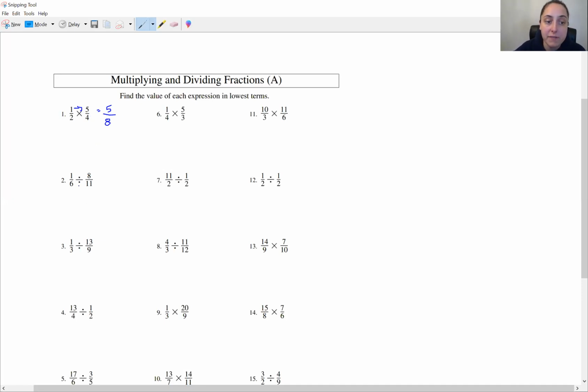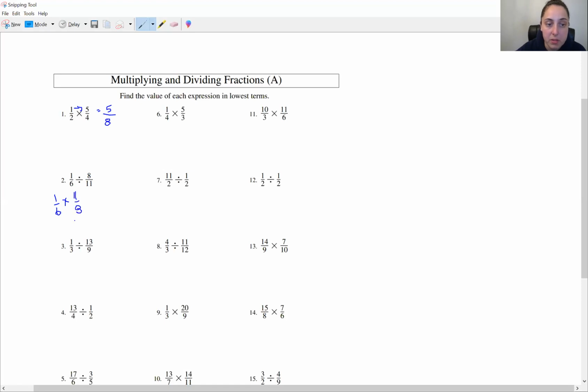Okay, so let's look at number two. Number two is a division question. If you remember from yesterday, to divide fractions, the only thing you have to do is flip and multiply. Flip and multiply. If you can remember those two words, then you're good to go. So we have 1/6 stays the same. Instead of a division, we're going to multiply. And then for the last one, we're going to flip. So instead of it being 8/11, it's going to be 11/8.